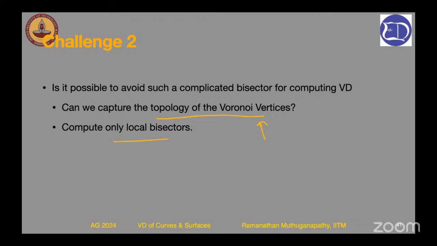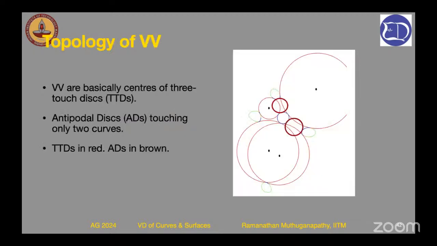So this is what we have been trying in the last few years, and we have developed a pictorial approach. I will try to show how it works. So if you look at these curves, these green ones, you can see that between three curves there will be what is called a three-touch disk. If you are familiar with the Apollonius diagram and the circle, this is very similar to an Apollonius diagram. We call this a three-touch disk. And the center of any three-touch disk will actually be a Voronoi vertex.